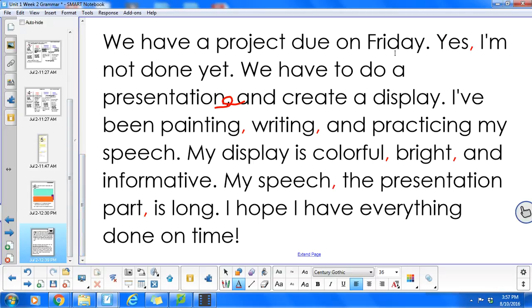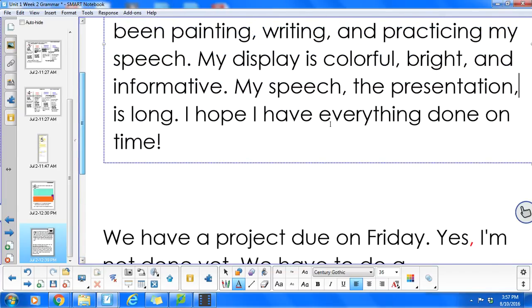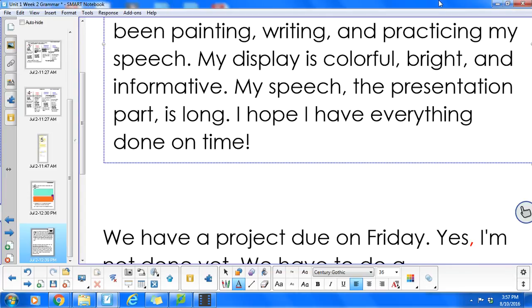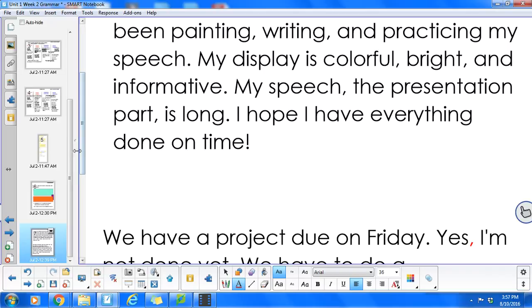We have a project due on Friday. Yes, comma, I'm not done yet. We have to do a presentation and create a display. I've been painting, comma, writing, comma, and practicing my speech. My display is colorful, bright, and informative. My speech, the presentation part, oops, I was missing a word up there, is long. I hope I have everything done on time. We better put the word part in here. That would help it make more sense. My speech, the presentation part, is long. There we go. Now we got it all.